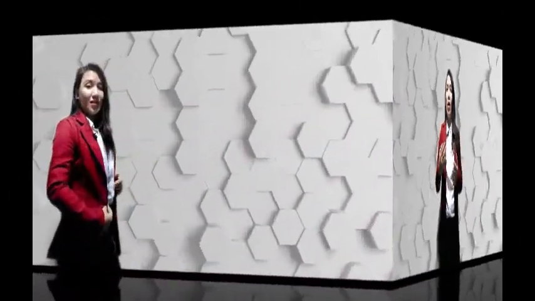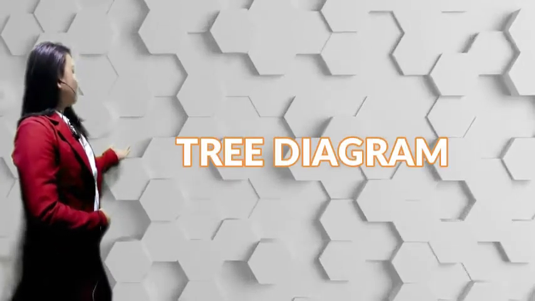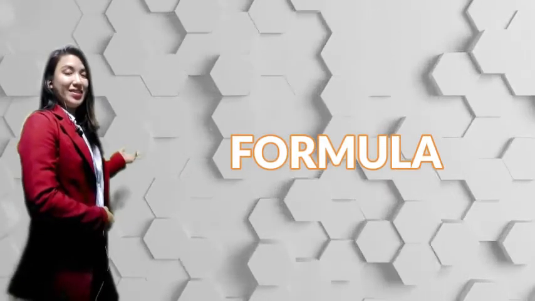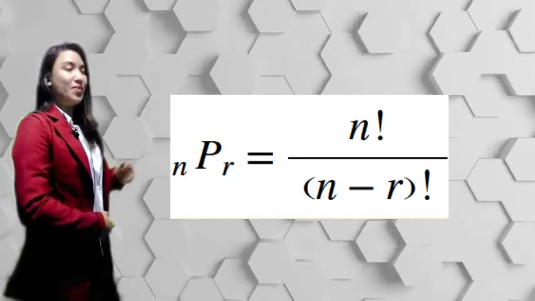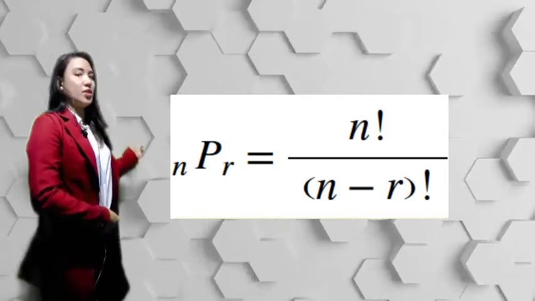Now let's go back to illustrating those two in 3 methods. Illustrating permutations is the same as illustrating combinations. Permutations can be illustrated through the listing method, tree diagram, and its formula. The formula for permutation is n factorial over n minus r factorial. And you know what factorial means, right? And how to expand it.